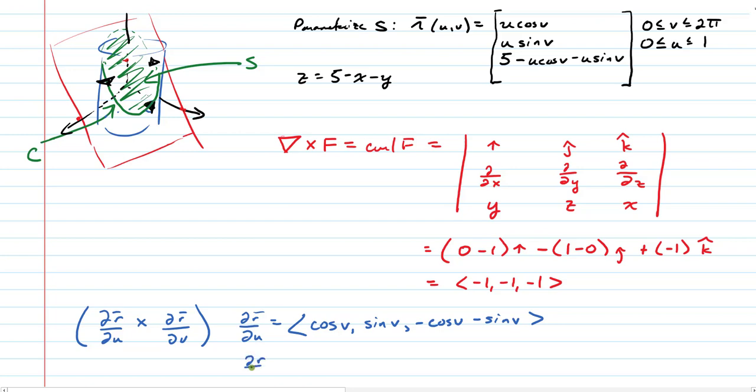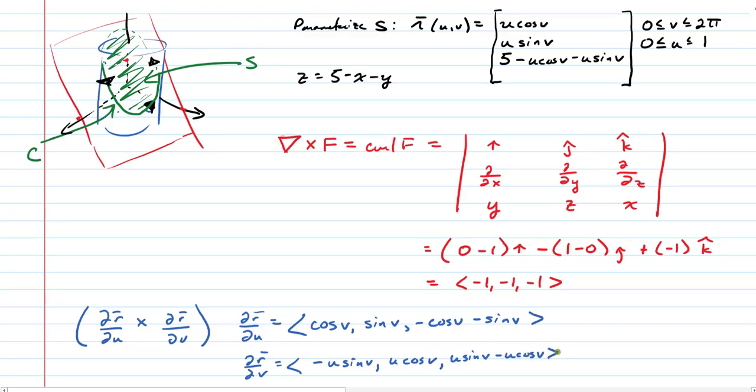When we go to compute partial r, partial v, this is where you can see this getting messier. This is going to be minus u sine v. This will be u cos v. And then here we've got a couple of derivatives, so for different terms, this will be u sine v, minus u cos v.